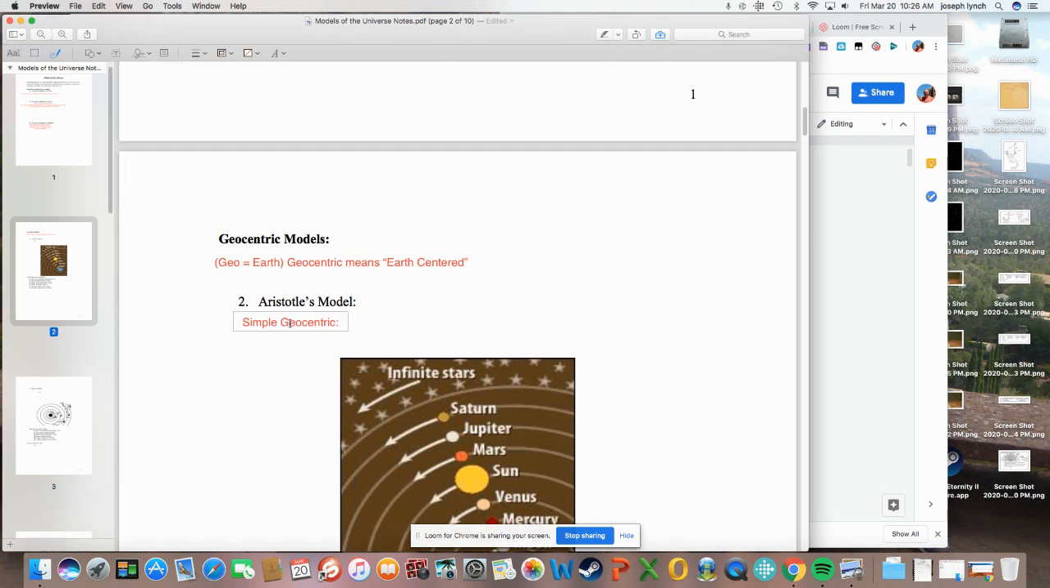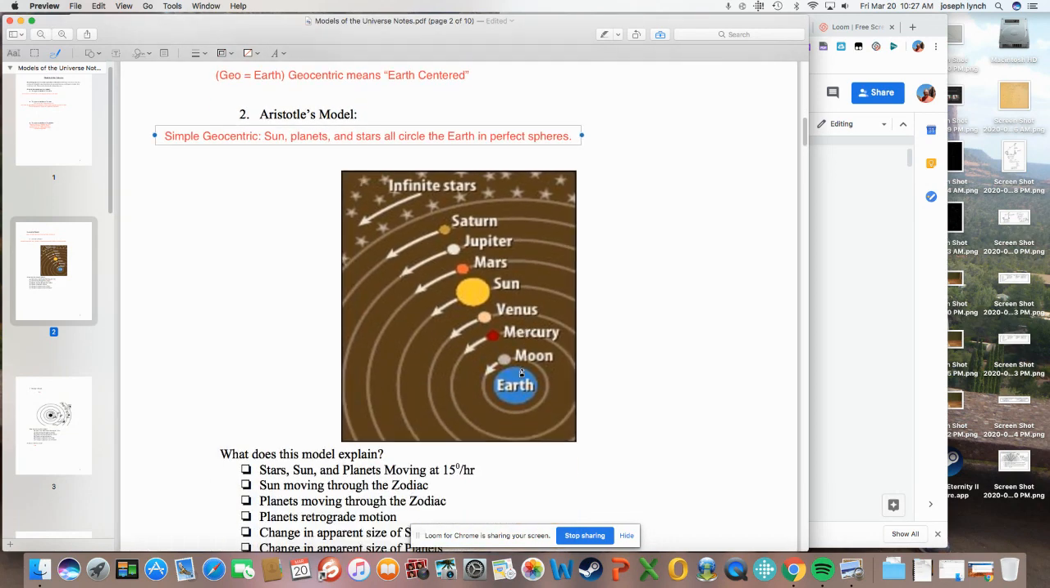In it, the sun, planets, and stars all circle the Earth in perfect circles. So here's a picture of that. We've got the Earth in the middle and everything going around the Earth in these perfect circles.